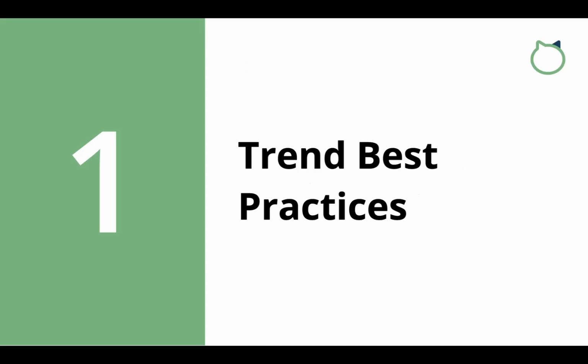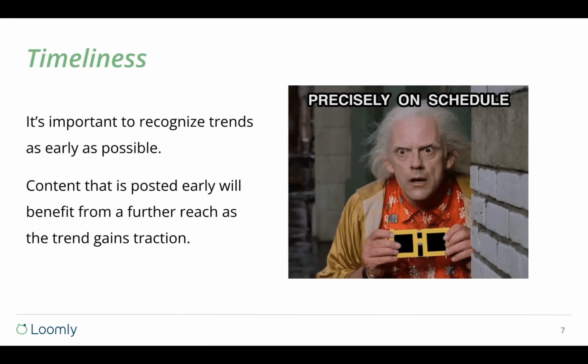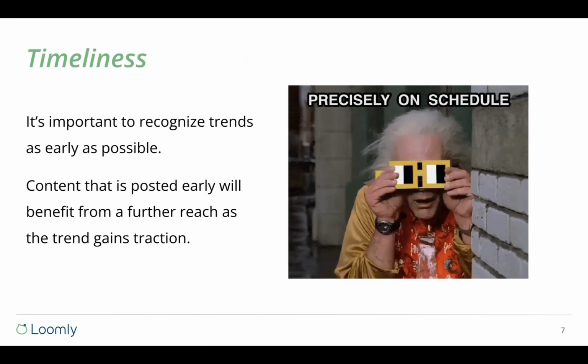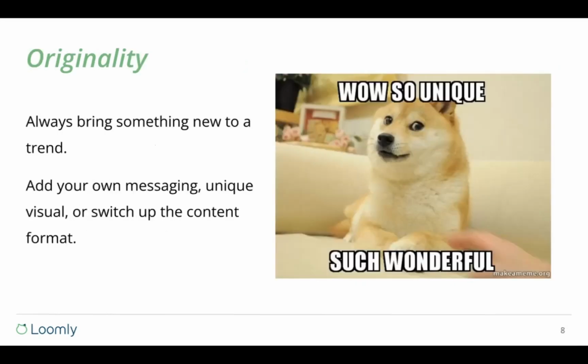Here are some general guidelines to utilizing trends in an effective way. Timeliness. It's important to recognize trends as early as possible and join in. That way, as the trend begins to gain traction, your content will gain views as it begins to take off. Originality. It's important to bring something new to a trend instead of simply replicating what everyone else is doing. This original element could be your own brand messaging, a unique visual, or a different content format.